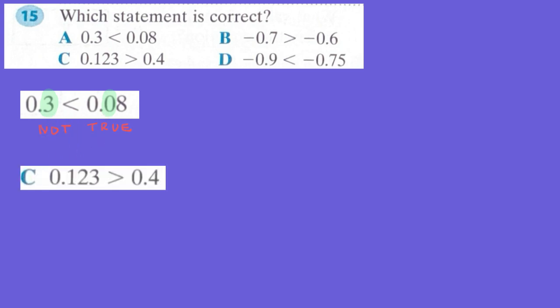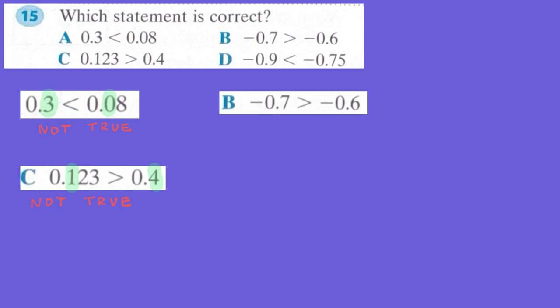Now let's look at the one below. Once again, I see 1 here and I see 4 here. That means 4 must be greater than 1, and yet this sign indicates that it is less than, that 0.4 is less than 0.1, or 0.1 is greater than 0.4. That's not true.